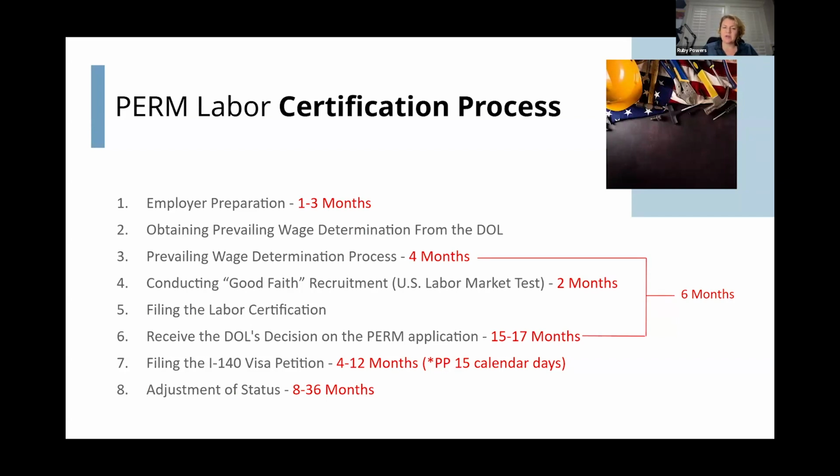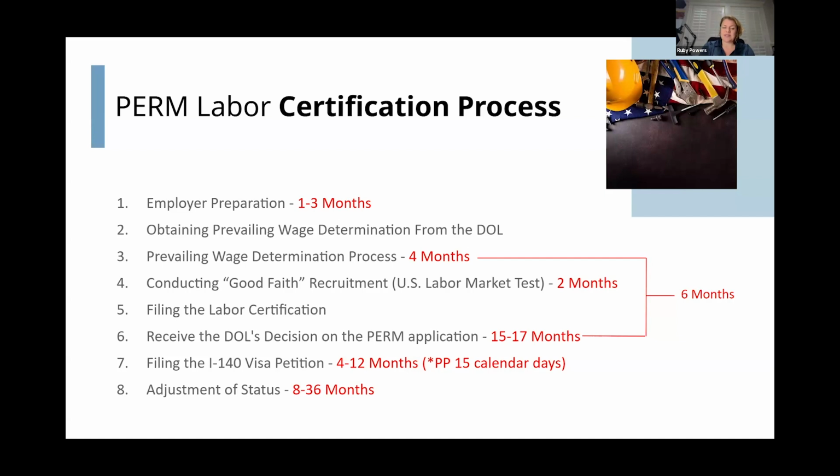Employer preparation, working on the title and the job description, obtaining the prevailing wage, which we said could be 5 to 6 months. Prevailing wage determination process here, conducting the good faith certification, and then receiving the Department of Labor's decision on the PERM application. Filing the I-140 visa petition is not that timely, especially if you do the premium processing, which you can get about 15 calendar days. But if you don't pay for premium processing, it could take 4 to 12 months.